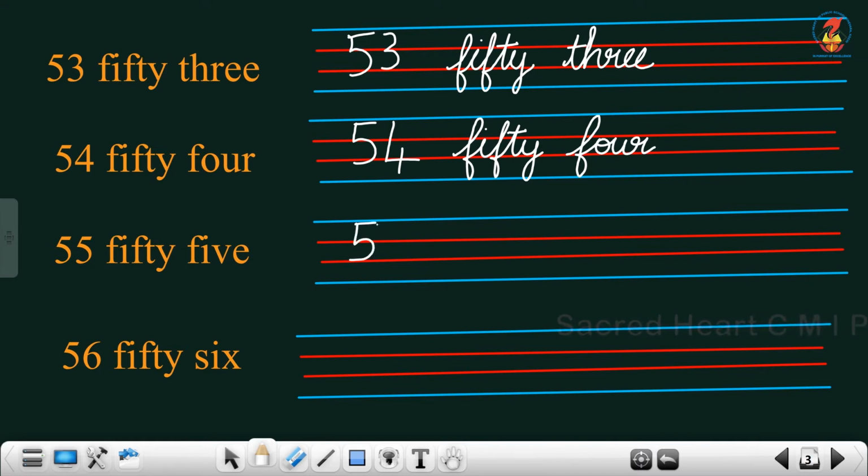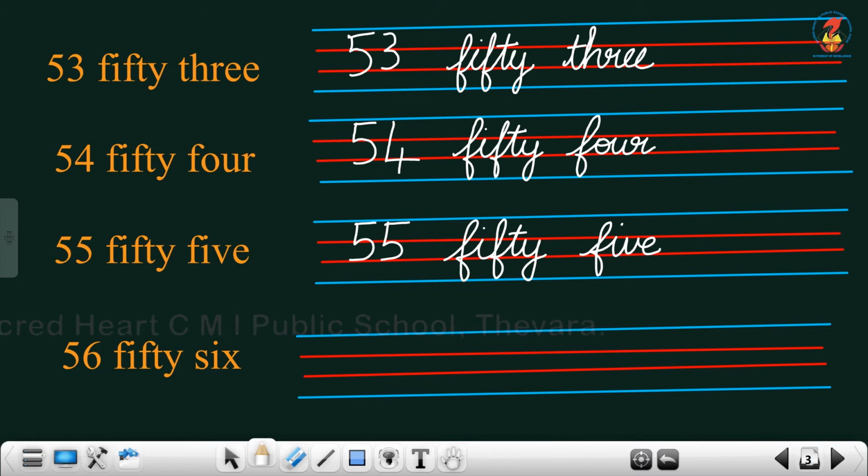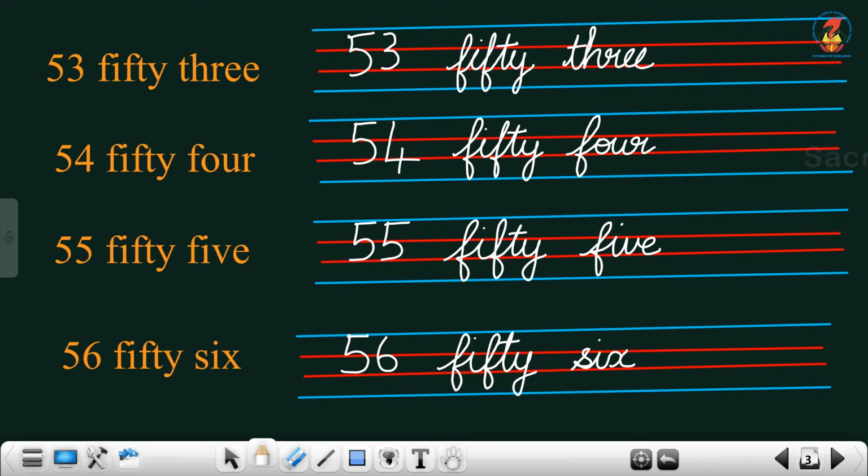Next is 55. F-I-F-T-Y 50, F-I-V-E 5. 55. After 55, 56. F-I-F-T-Y 50, S-I-X 6.